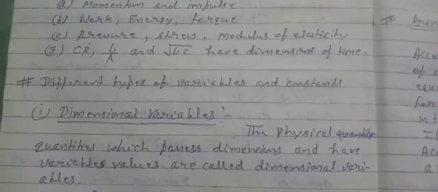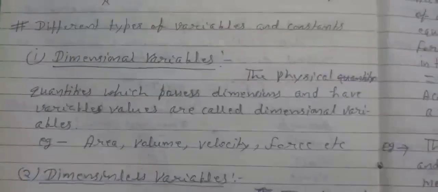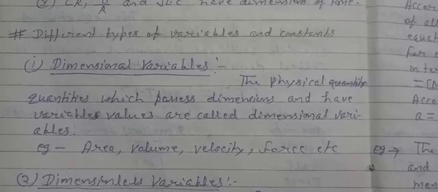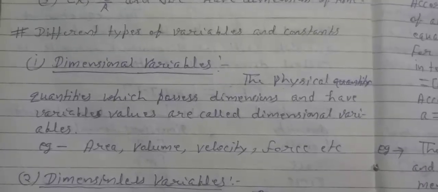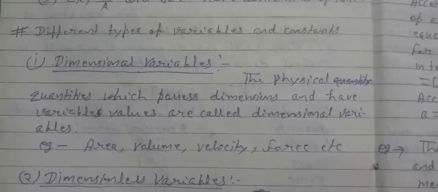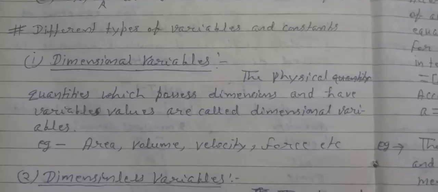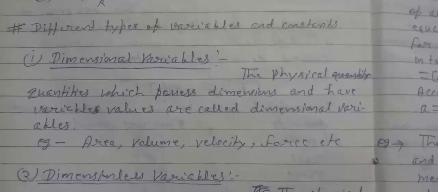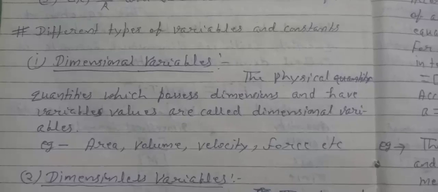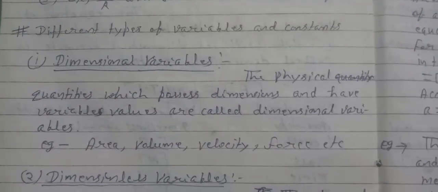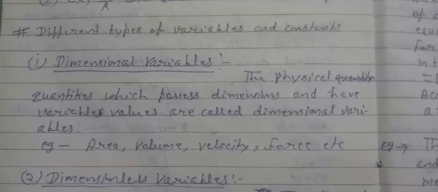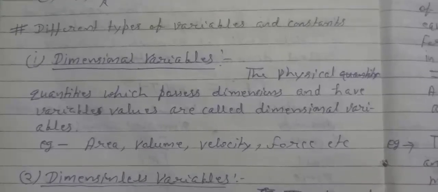Different types of variables and constants. 1. Dimensional variables. The physical quantities which possess dimensions and have variable values are called dimensional variables. For example, area, volume, velocity, force, etc.